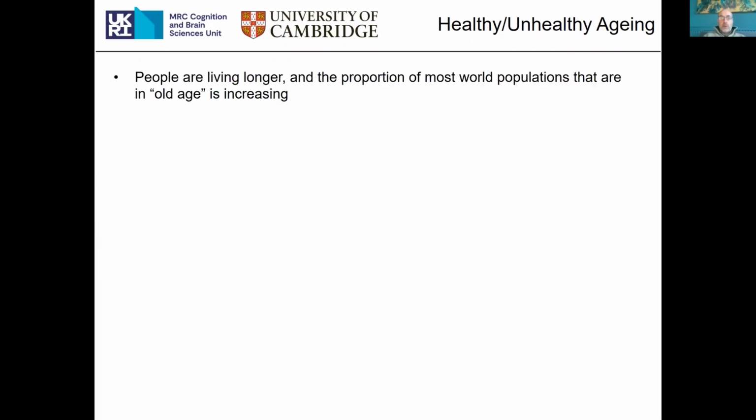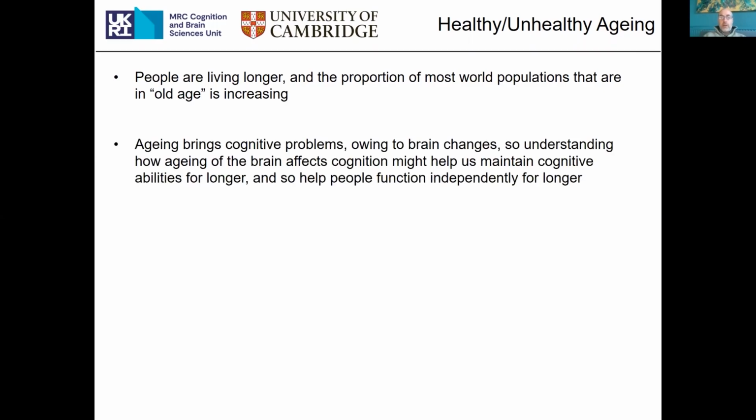So I'm going to talk about the use of MEG to study healthy and unhealthy aging. As I'm sure you're aware, people are living longer, which is a good thing, of course, but the proportion of the world's populations that are in old age or in retirement is increasing, which imposes societal burdens. And we know that aging does bring, unfortunately, cognitive problems owing to brain changes. So understanding how aging of the brain affects cognition might help us maintain cognitive abilities for longer in old age and help us to function independently for longer.